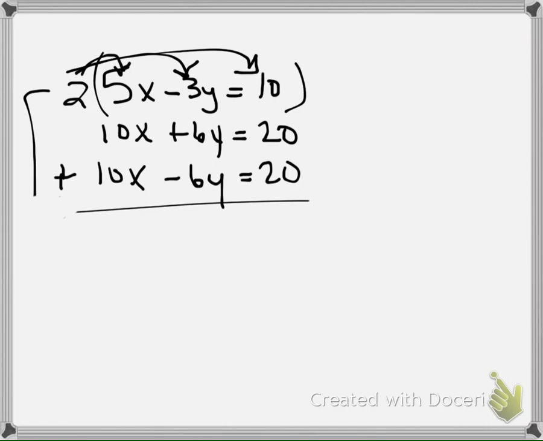The signs are the same. They're already set up. We don't have to add that. What's easier, add or subtract? Add. All right, let's add them up. What's 10x plus 10x? 20x. 6y plus negative 6y is 0. 0 equals 40.